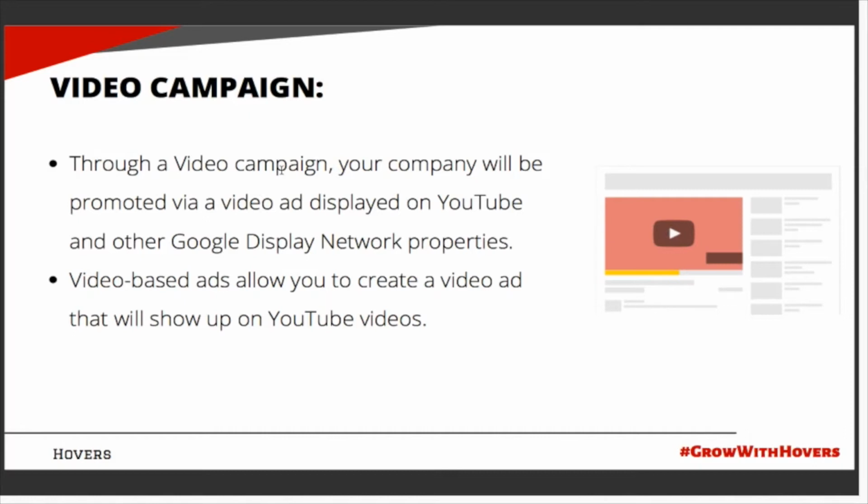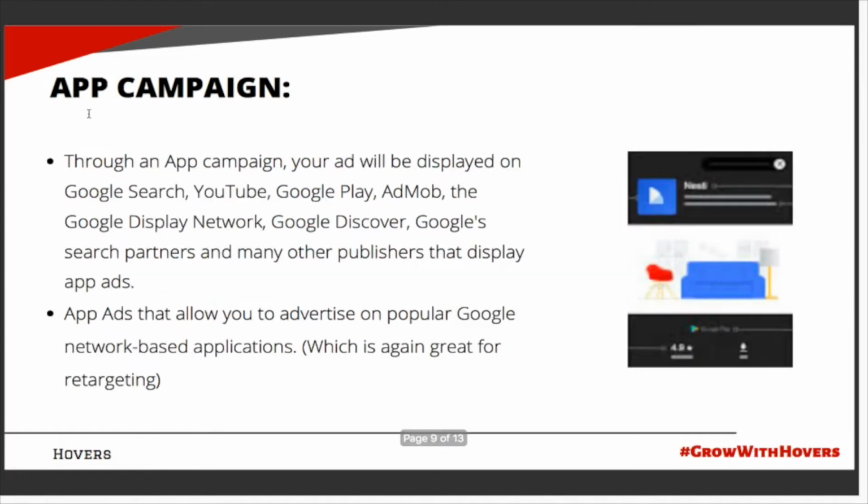Through a video campaign, your company will be promoted via a video ad displayed on YouTube and other Google Display Network properties. Video based ads allow you to create a video ad that will show up on YouTube videos. So just memorize this in short. I know you guys know the concept of this, but we will go more into detail of how to run a video campaign at the end of this lecture. So stay tuned. Now, an app campaign.